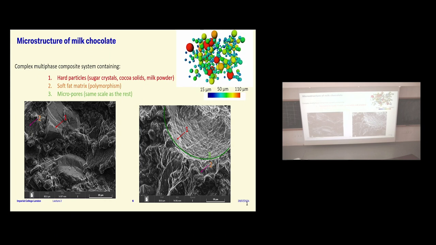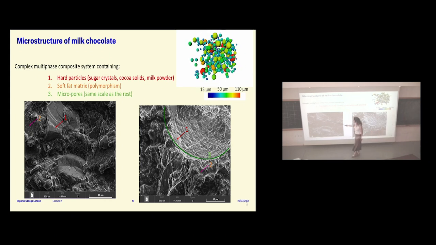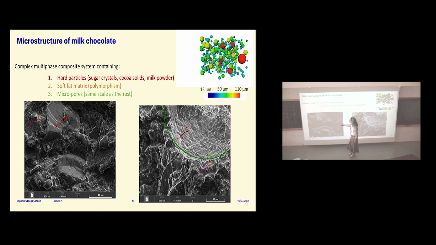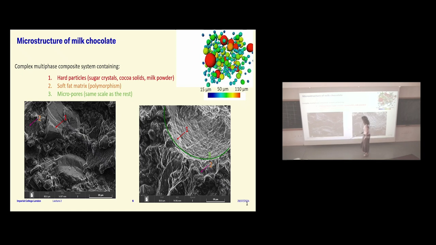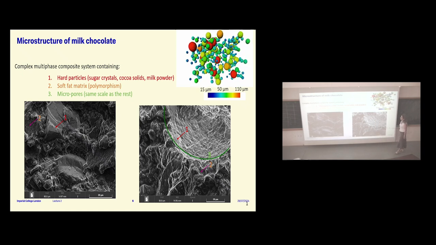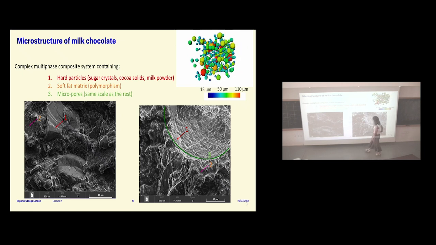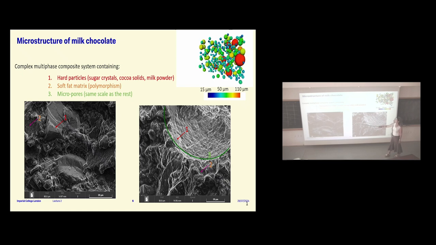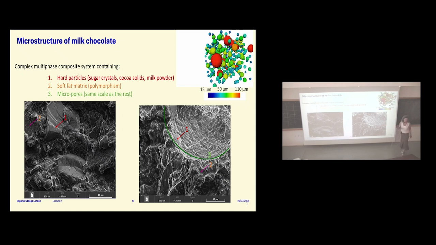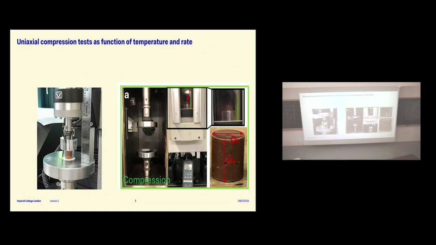And if you look at SEMs, then you can see hard particles like this one here. This is a sugar particle. This orange label is the matrix. I think there's one here as well. It's not very clear here, but that's the matrix. So that's the soft fat matrix. And then we also have the pores in one of the two chocolates. There's no pores on there. And they're around the same scale as everything else. So the pores are the same scale as all the other constituents.